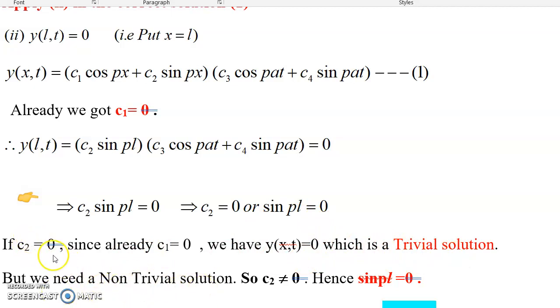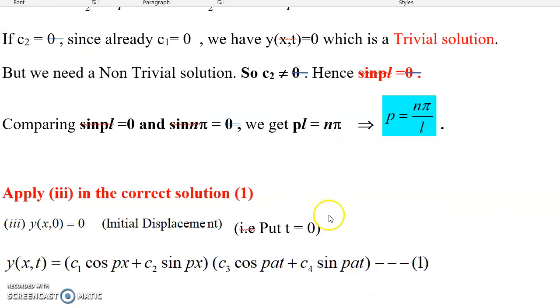That is known as the trivial solution, but we need only a non-trivial solution. So taking the option C2 equal to 0 is not possible. C2 cannot be 0. Hence we have to take the other option, sin PL equal to 0. And we know sin n pi is 0, a very famous formula. Now we have sin PL equal to 0. So comparing these two, PL equals n pi, or the value of P is n pi by L. This is the second result we have got.